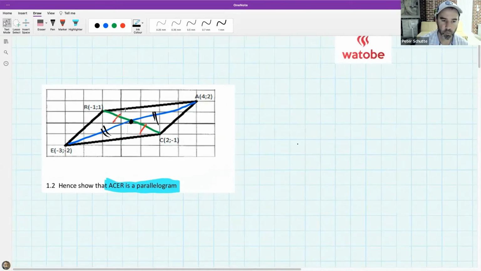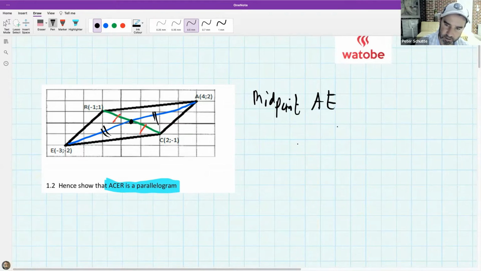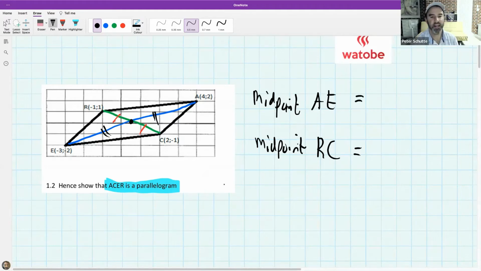So what I want you to do for me is work out the midpoint. Notice I'm writing midpoint because if I wrote M, it would be confusing. I want you to find me the midpoint of AE, and I want you guys to find me the midpoint of RC. I want you to just work this out first and see what you get. So over to you guys.